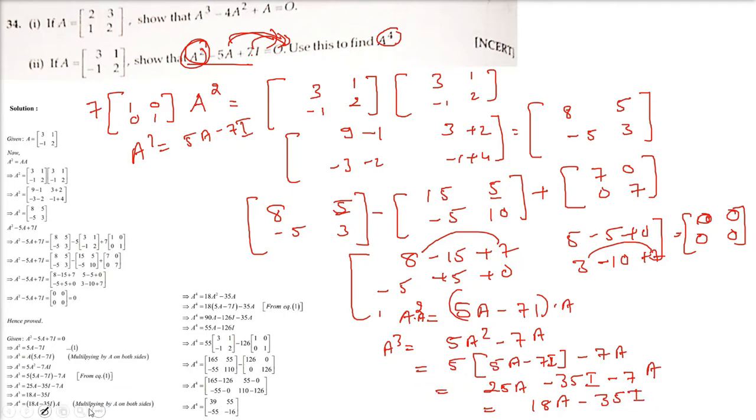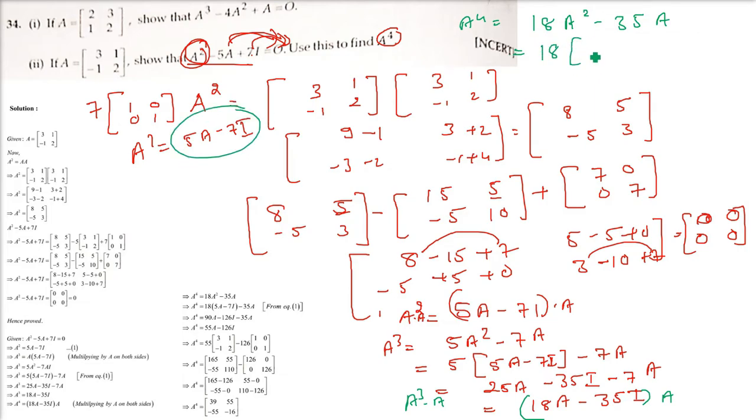A cube we have already got. Now we have to find out A to the power 4. So A cube will be multiplied by A again. So I am multiplying the right hand side also by A. A to the power 4 will be 18A into A, that is 18A square, minus 35A into I, which will be A. So 18A square is what? 5A minus 7I. 18 into 5A minus 7I minus 35A. So this is 18 into 5, that is going to be 90, and 18 into 7 is 126, minus 35A.